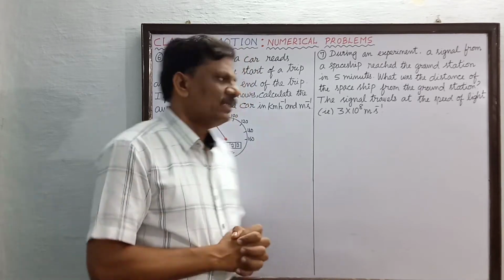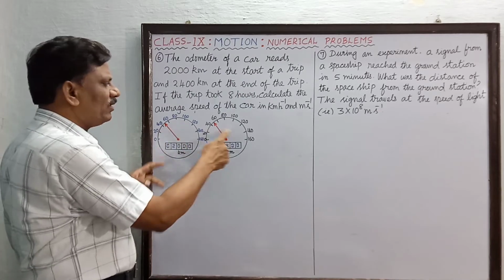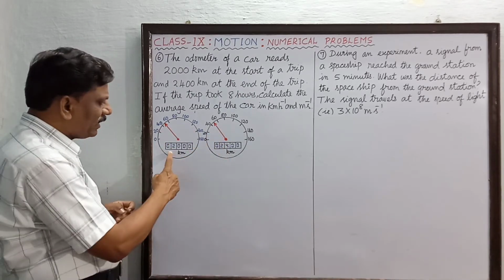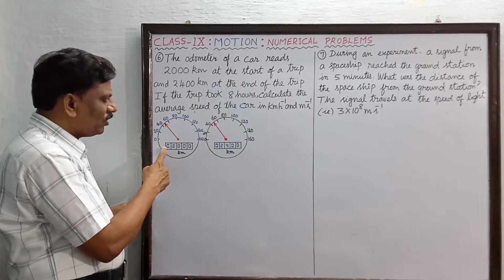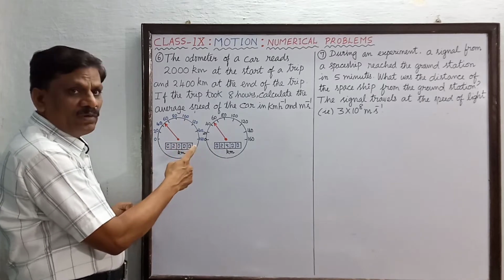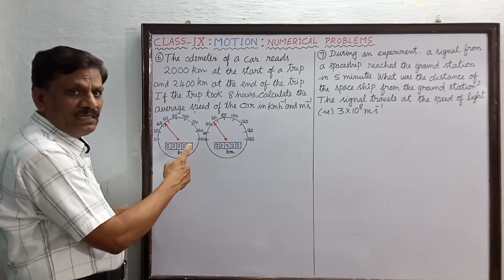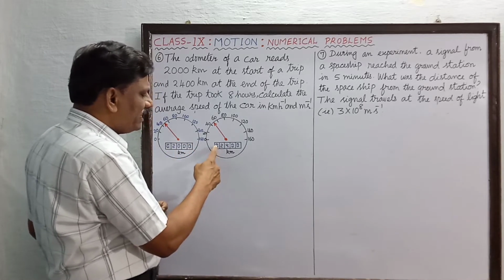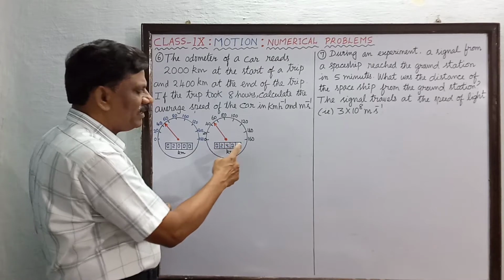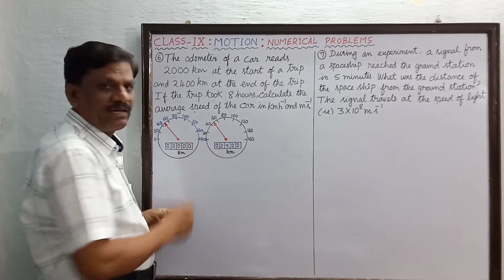Okay. Now below this pointer, below this needle, there is another marking. Can you all see? Here it is 02000. That means it is 2000. So this is in kilometer. And here you see 02400. This is 2400 kilometer.